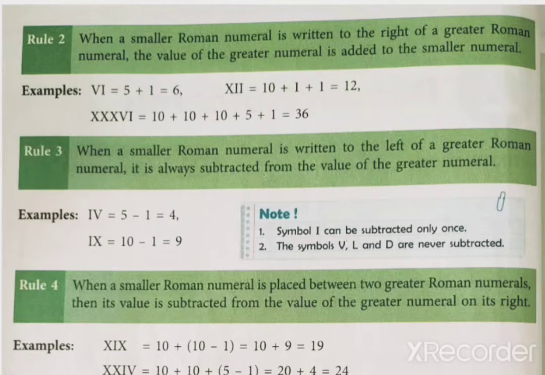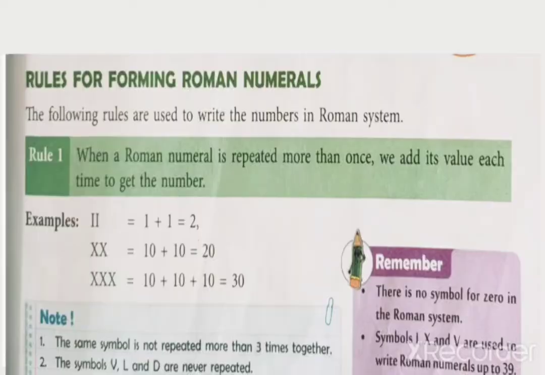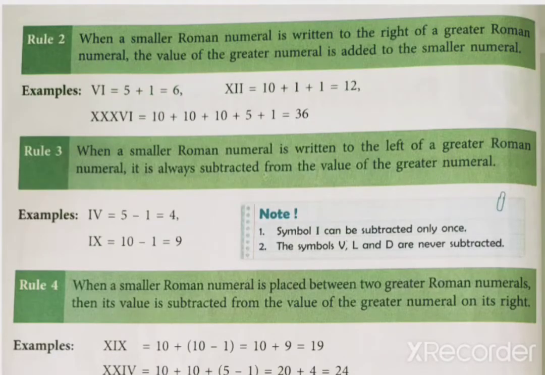Okay. Now the third rule is, when a smaller Roman numeral is written to the left of a greater Roman numeral, it is always subtracted from the value of the greater numeral. Means if we are writing 4, we are subtracting 1 from 5, it becomes 4. So 5 is greater and 1 is smaller, so we write the smaller Roman numeral to the left of the greater one. So it becomes IV. Now for 9, 10 minus 1 means IX. So IX is the symbol for 9.